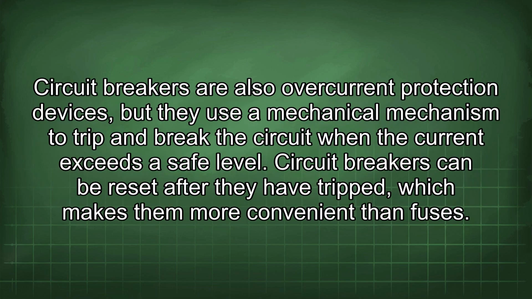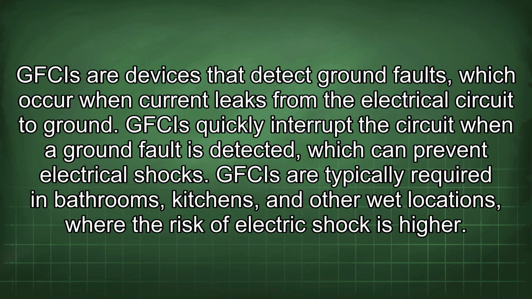Circuit breakers are also overcurrent protection devices, but they use a mechanical mechanism to trip and break the circuit when the current exceeds a safe level. Circuit breakers can be reset after they have tripped, which makes them more convenient than fuses. GFCIs are devices that detect ground faults, which occur when current leaks from the electrical circuit to ground. GFCIs quickly interrupt the circuit when a ground fault is detected, which can prevent electrical shocks. GFCIs are typically required in bathrooms, kitchens, and other wet locations where the risk of electric shock is higher.